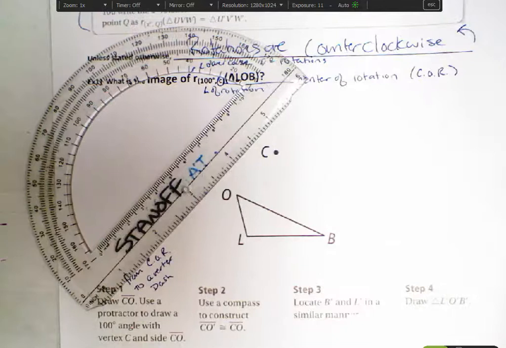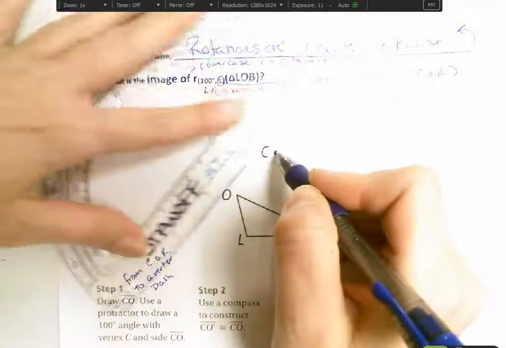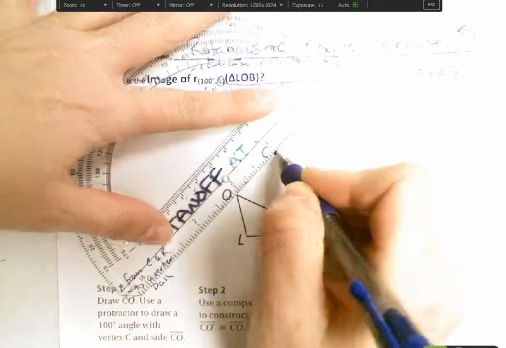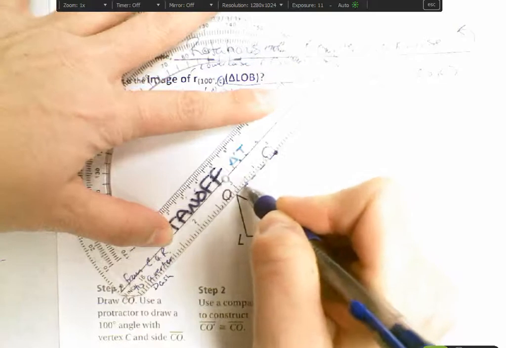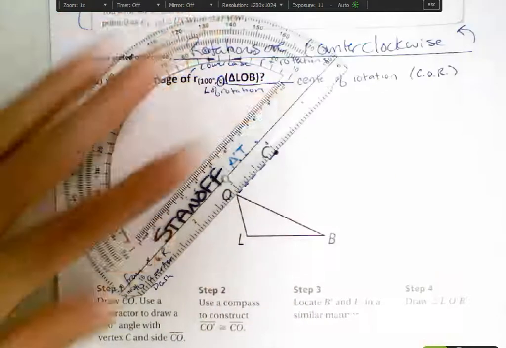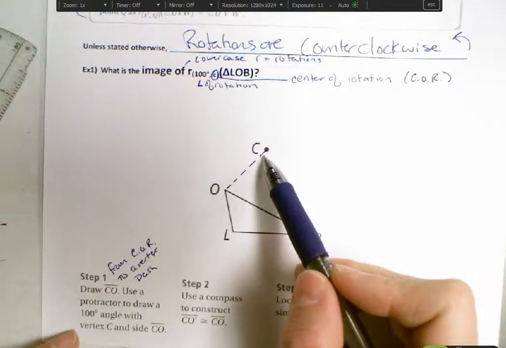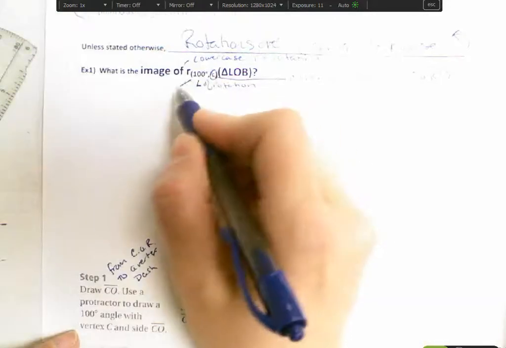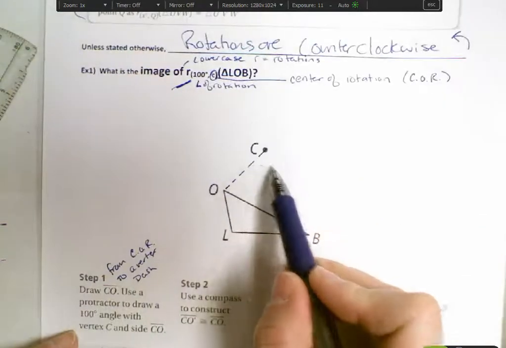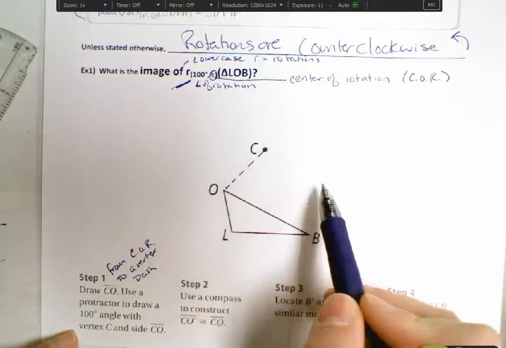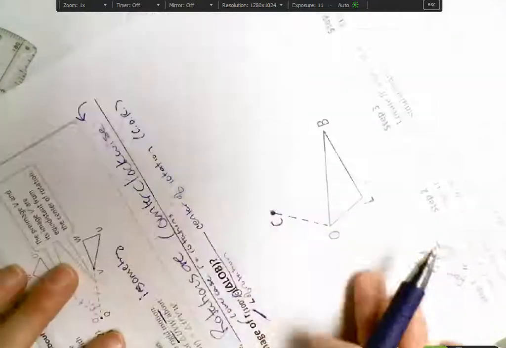If you have 3 different colors of pencil, that tends to help as well. Regular pencil works too. You just have to pay attention to what's going on. So I'm going to use 3 different colors so we can see it. So I'm going to draw in from the center of rotation to one of the vertices. What I'm trying to do is get a 100 degree measure, this is our angle of rotation. So I need 2 sides to do that. So I need to rotate my paper so that I can get my 100 degrees.